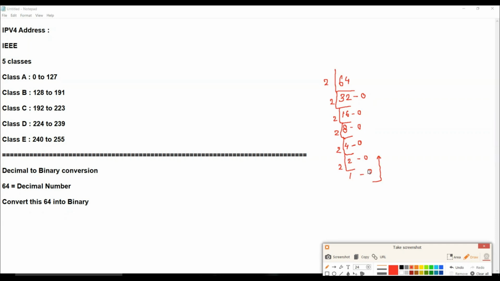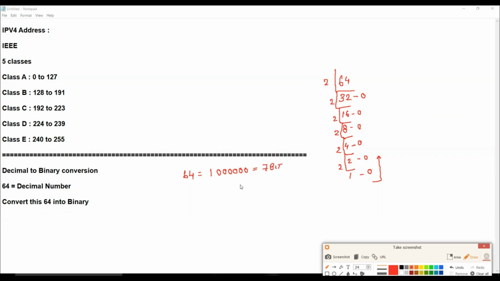So it's 1 followed by 6 zeros: 1, 2, 3, 4, 5, 6. So this means the value 64 in decimal is equivalent to 1 followed by 6 zeros. So overall, I've got 7 bits over here, right? Total is 7 bits. Now, this is giving me a 7-bit number, right?